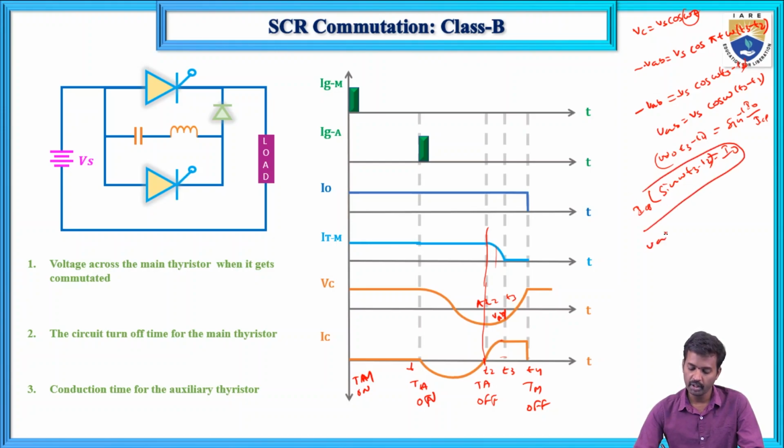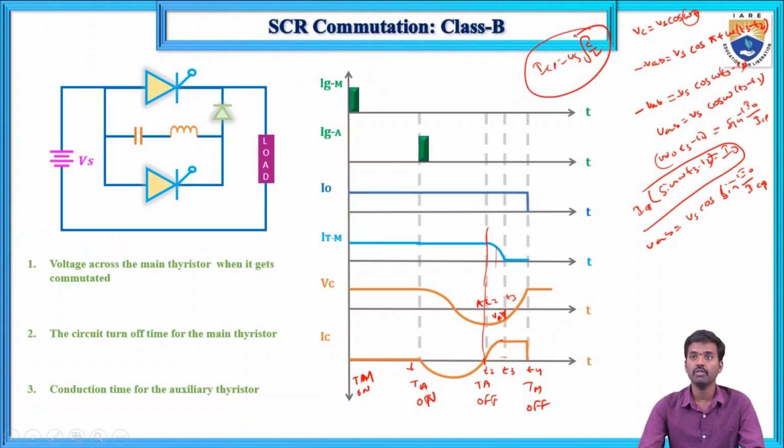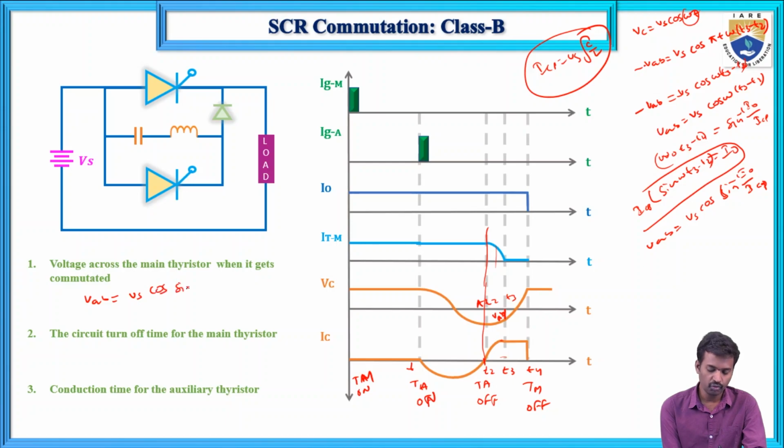So now VAB equals Vs cos of sine inverse I naught by ICP. ICP equals Vs square root of C by L. So this is the formula. VAB equals Vs cos sine inverse I naught by ICP.